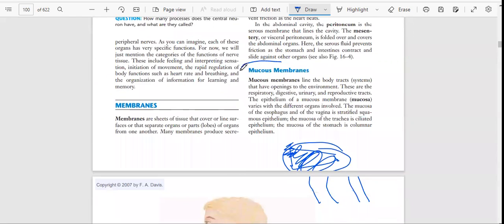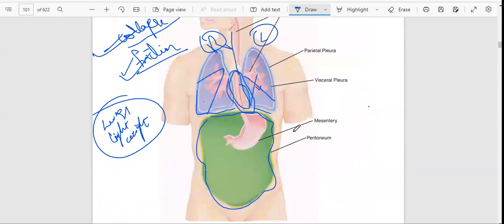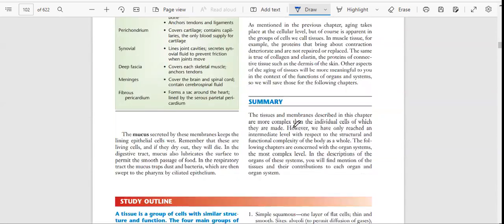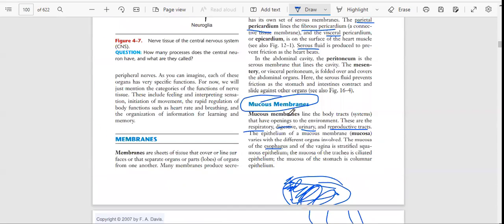Next we have the mucous membrane. Why mucous membrane? They secrete some mucus. Where is it present? It is present in the tracts, wherever we have tracts, like the respiratory tract, digestive tract, urinary tract, reproductive tract. The epithelium of the mucous membrane varies with the different organs involved. The mucosa of the esophagus and the vagina is stratified squamous epithelium. The mucosa of the trachea is ciliated epithelium. The mucosa of the stomach is columnar epithelium. So different mucosas are present in different areas according to their requirement.